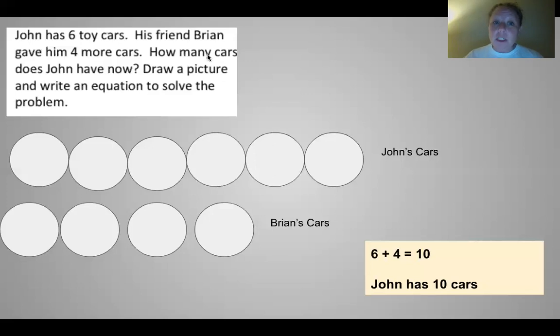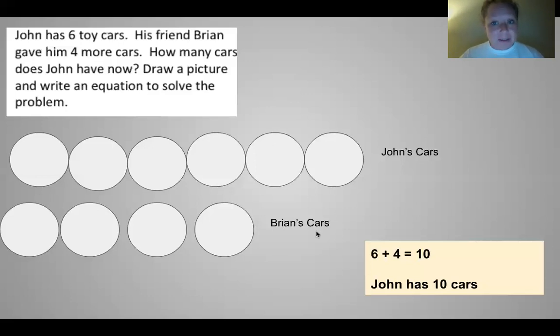The next part of our equation said his friend Brian gave him 4 more cars. If you get more of something, the number of things that you have gets bigger. If I give you more cake, you have another slice of cake. So it says Brian gave him 4 more cars. Instead of drawing cars, I drew circles. Here are my 4 circles. Help me count. 1, 2, 3, 4. And I labeled them Brian's cars because that's what he gave to John.